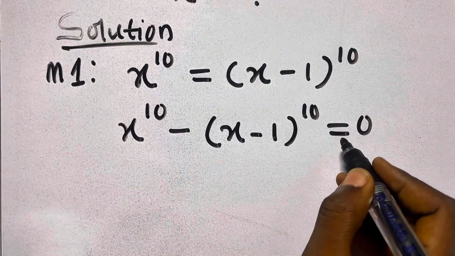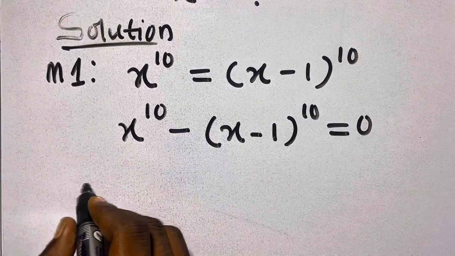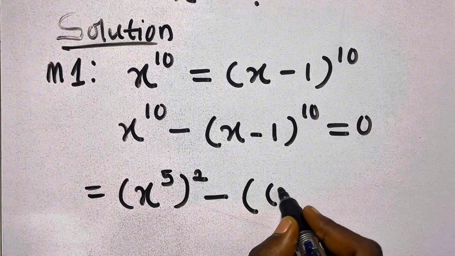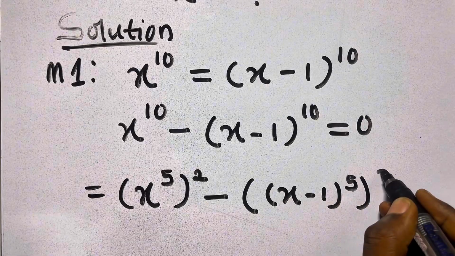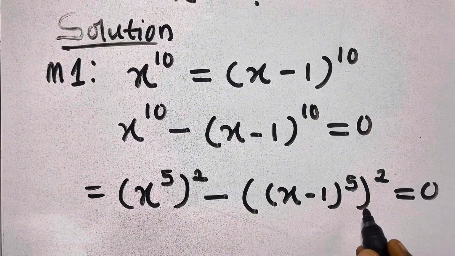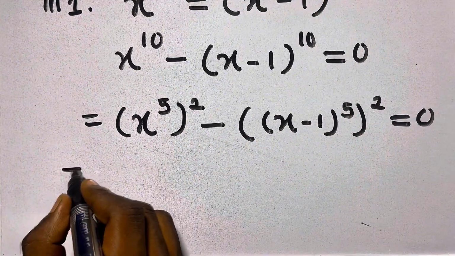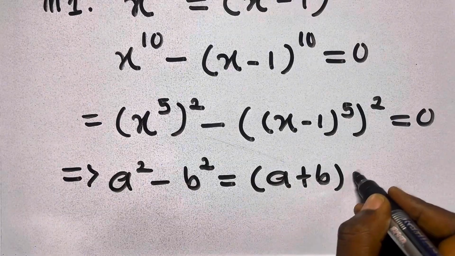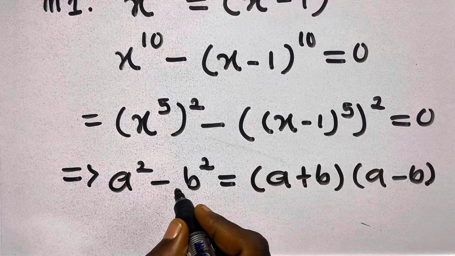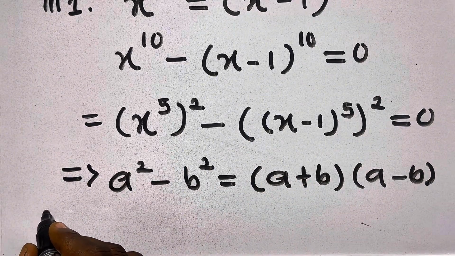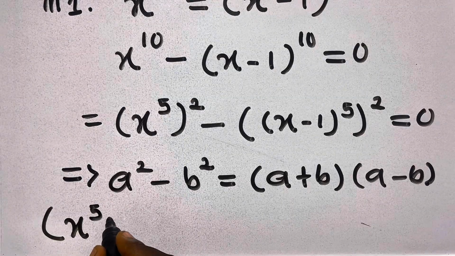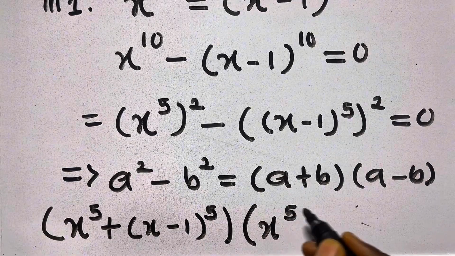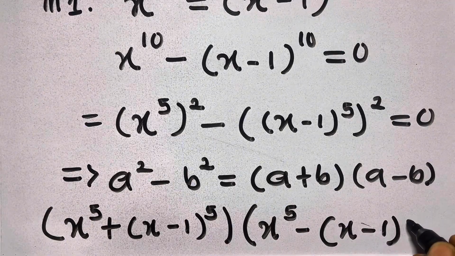By expressing this as a difference of two squares, we have x raised to the power 5, squared, minus x minus 1 raised to the power 5, squared, equals 0. So we've expressed this as a difference of two squares, right? Remember the identity: a squared minus b squared equals a plus b multiplied by a minus b. Applying this to the above expression, we have x raised to the power 5 plus x minus 1 raised to the power 5, multiplied by x raised to the power 5 minus x minus 1 raised to the power 5, equals 0.